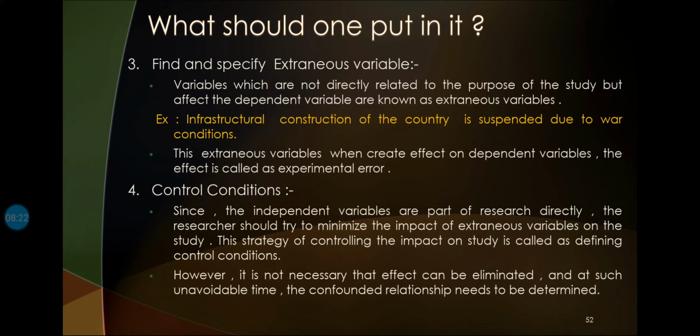It is the beauty of the researcher how it specifies the variables and how it gives the importance about the consideration of variables. However, it is not necessary that the effect can be eliminated. It is not necessary that you can completely eliminate the extraneous variable, and at such unavoidable time, the confounded relationship need to be determined. Confounded relationship means the effect of extraneous variable on dependent and independent variable.